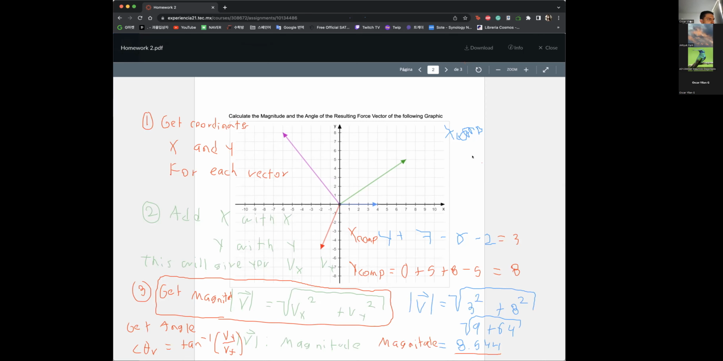Okay, and from here to get the angle, I just do inverse tangent of 8/3, right? Yes, inverse tangent of 8/3. That's going to be 69.44. Exactly. That's how you get it.